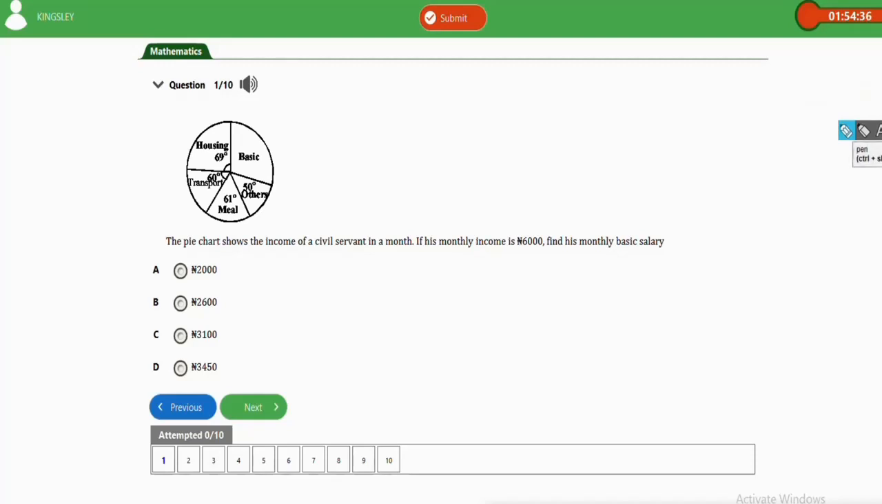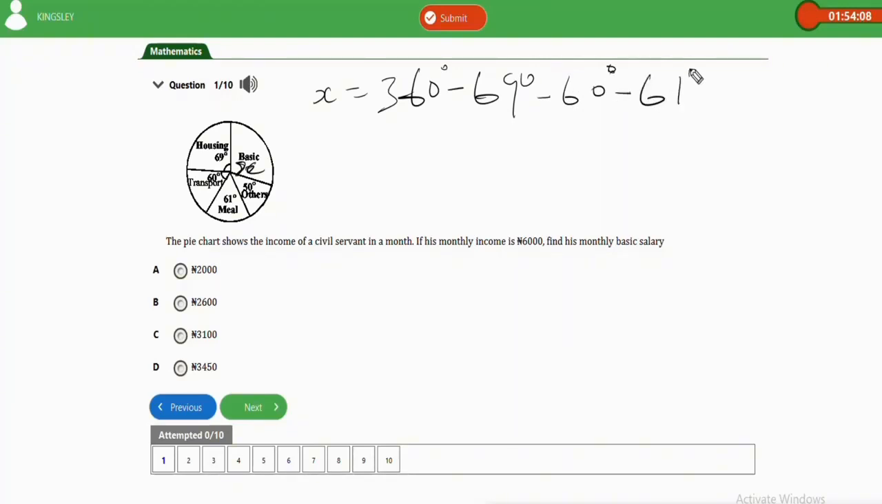So to get the degree of the basic salary, let's call it x. This x will be 360 degrees minus 69 degrees minus 60 degrees, minus 61 degrees, minus 50 degrees. Okay, so let's punch this in the calculator to get the result.